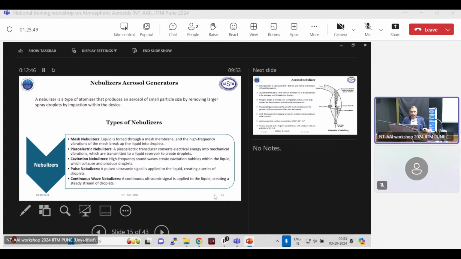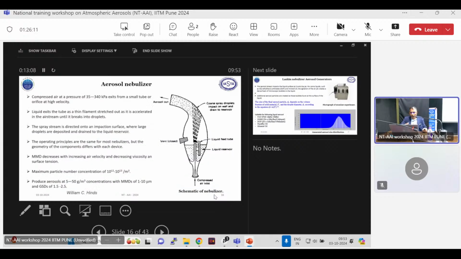And then there is the pulse nebulizer, and we can also create nebulization by ultrasonic signal or ultrasonic wave. So we can create nebulization by various methods. The generation principle will be the same, but the creation of nebulization will be by different methods. One typical example of aerosol nebulization is given here.